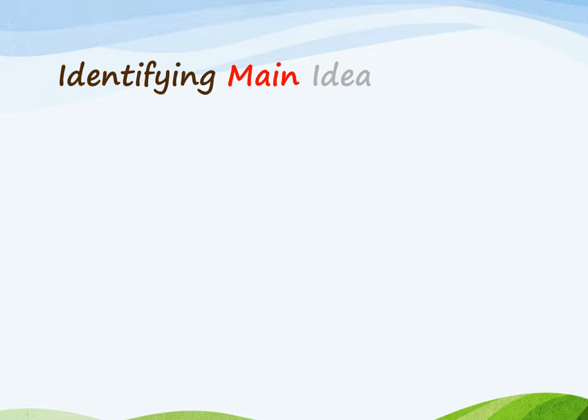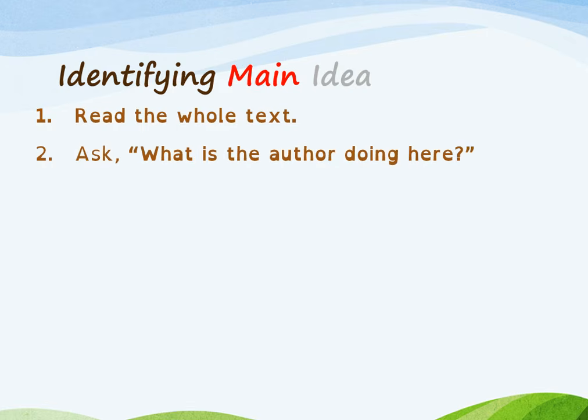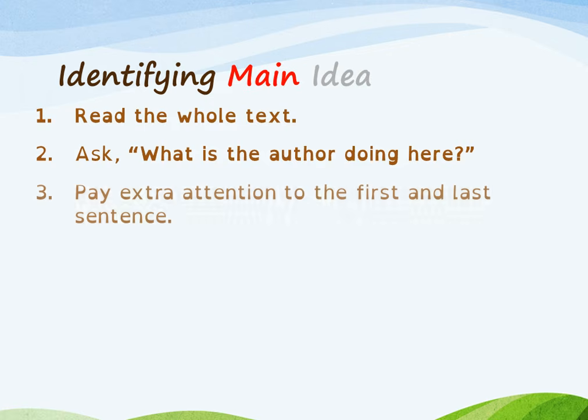Alright, so how do we go about identifying the main idea? Number one, you read the whole text. You read it carefully. After that, you ask, well, what is the author doing here? What is he trying to teach me about? If you want some clues, you should pay some extra attention to the first and last sentence of a paragraph. There are usually some helpful clues there. Pay attention to the words.